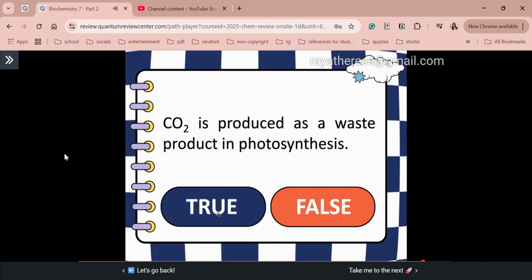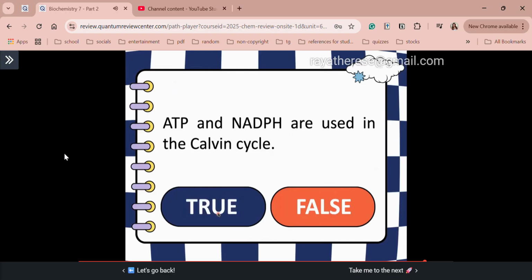Now, sir, that's a very wrong assumption. Of course, class, again, remember, oxygen po ang ating waste product released into the air. CO2 is our reactant in our light-dependent or our Calvin cycle. Sorry, class. So again, ayan, false statement po siya. And lastly, ATP and NADPH are energy products used in the Calvin cycle. Ay, nako sir, very true yan.